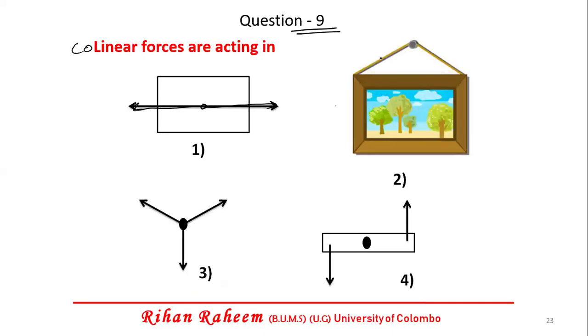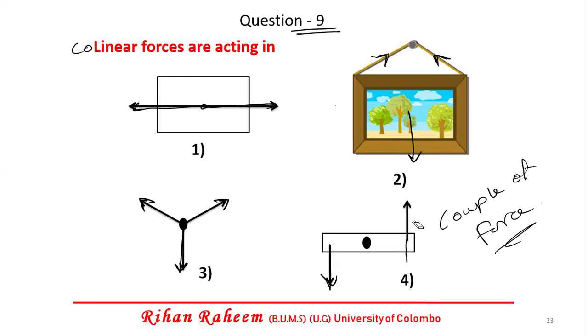Here, this is not collinear because it is parallel. Weight of the object will act like this. This is acting this way. This is acting this way. Here also it is acting in different angles. Here, two parallel forces. This force is parallel to this. This is known as couple of force situation. If we have questions, we'll do related to it, but it's not falling under linear or collinear. Linear or collinear means the line of action should be in the same line. Only the first one is having that.